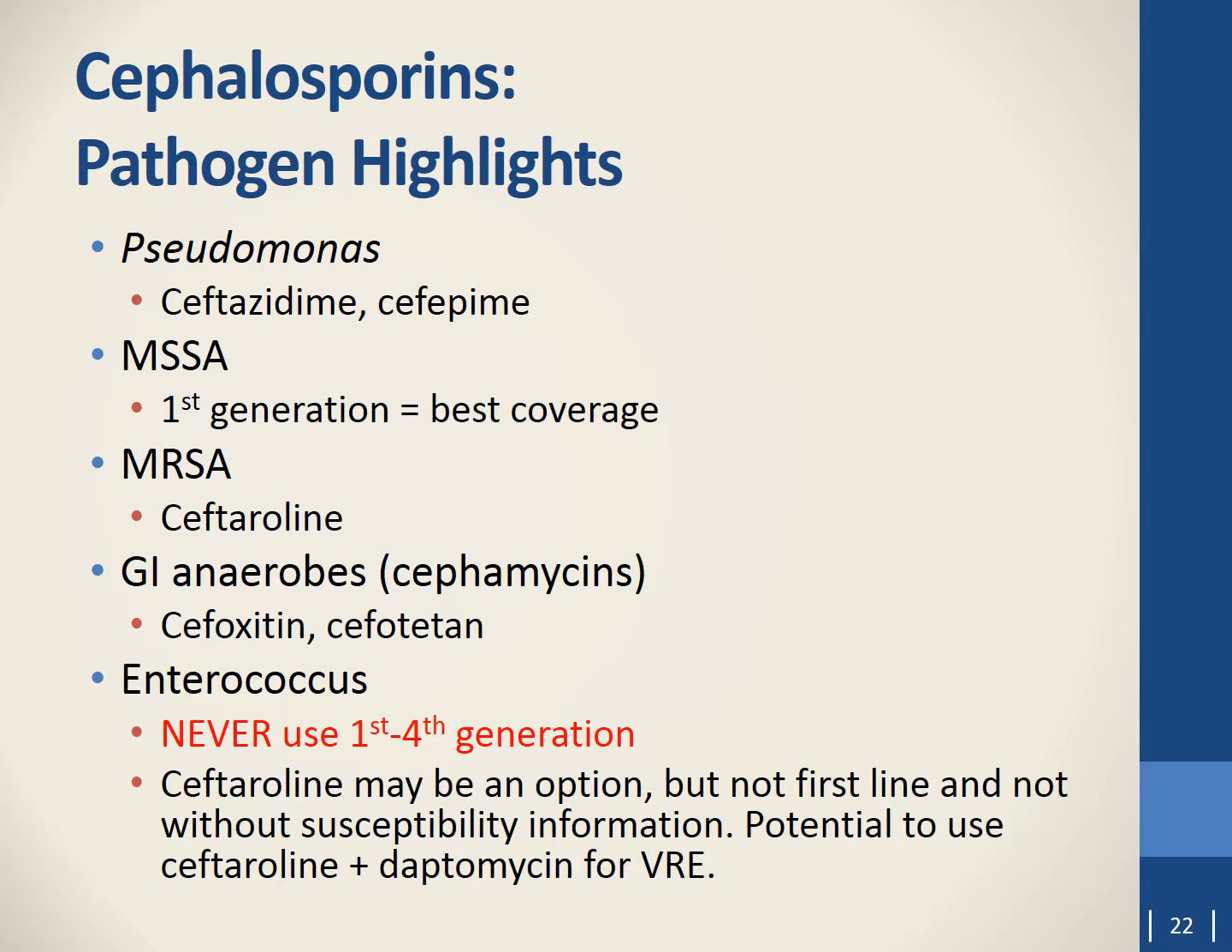If you're thinking of GI anaerobes that need to be covered, cefamycins, cefoxitin or cefotetan are potential cephalosporins of choice for that indication. And then when we're talking about enterococcal isolates, never use a first through fourth generation cephalosporin to treat enterococcal isolates. Ceftaroline might be an option for you, but it's still not considered first line, and we wouldn't do it without susceptibility information. There are some studies out there, and we've used ceftaroline plus daptomycin together to treat vancomycin resistant enterococcal infections. So there are some data out there with that. But again, when you're looking at what can I remember about the cephalosporins, I would remember never to use the first through fourth generations to treat enterococcal isolates.